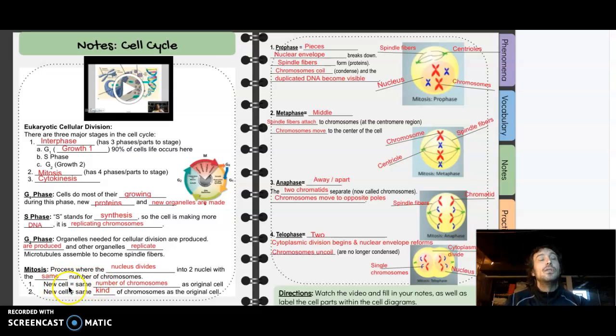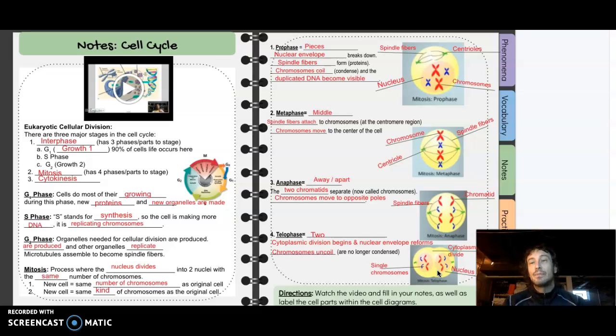And now you're going to get a new cell, if everything goes well, with the same number of chromosomes as the original cell and the same kind of chromosomes. So there are at least 4 phases, right? Science loves to break things up into stages and phases and steps. These are largely artificial because this is a dynamic process inside the cell.